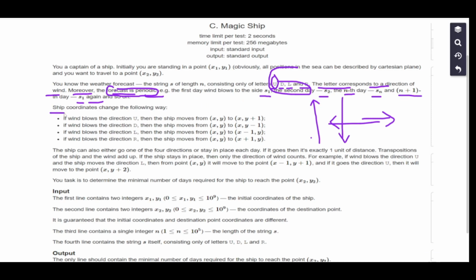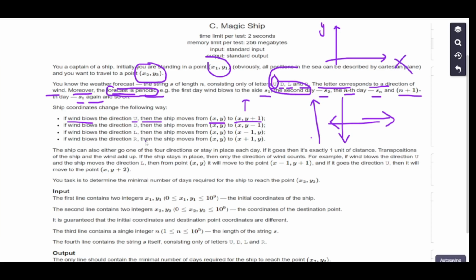Now the ship, which is initially standing at x1 y1 and wants to reach the point x2 y2, moves in the following way. If the wind blows in the direction U, the upper direction, then the ship moves from x y to x y plus 1. So let's take a coordinate system.